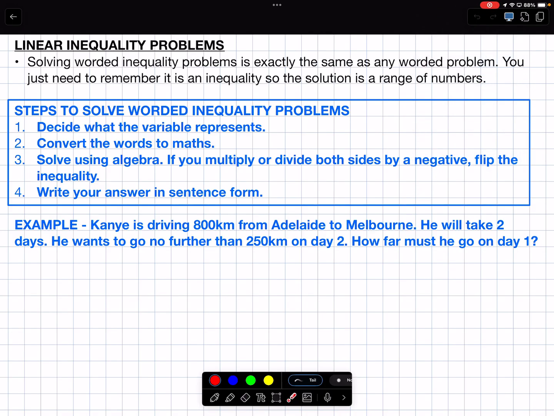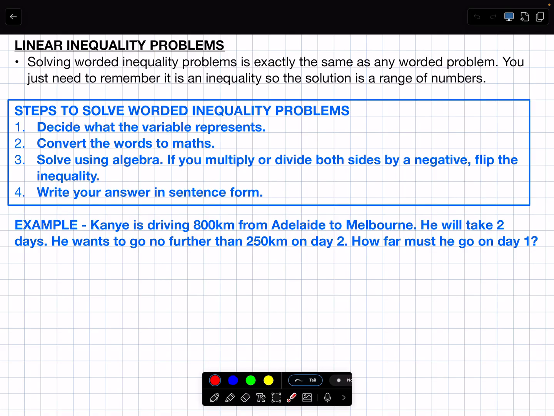So just like equations, we are finishing with worded problems. Solving worded inequality problems is exactly the same as any worded problem. You just need to remember it's an inequality. Can someone remind me, what was the only time you switched the direction of the inequality? What did I have to do on both sides mathematically? Times or divide by a negative number.